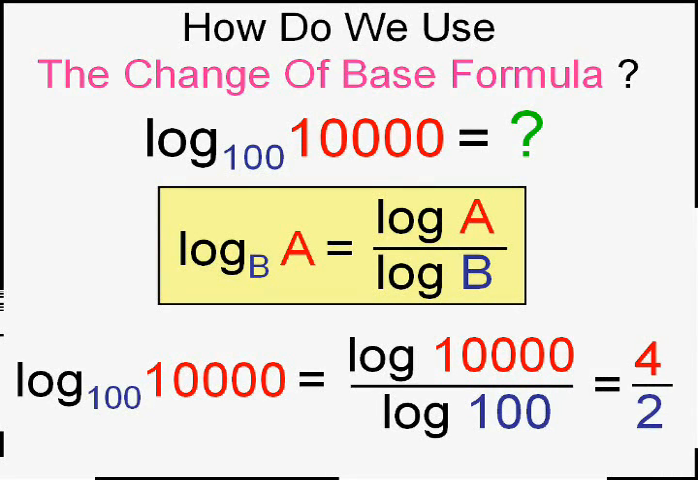That's 4 over 2. And if we reduce, the answer is 2. And of course we know 100 to the 2nd power is 10,000. So it checks. This one we can do without a calculator.